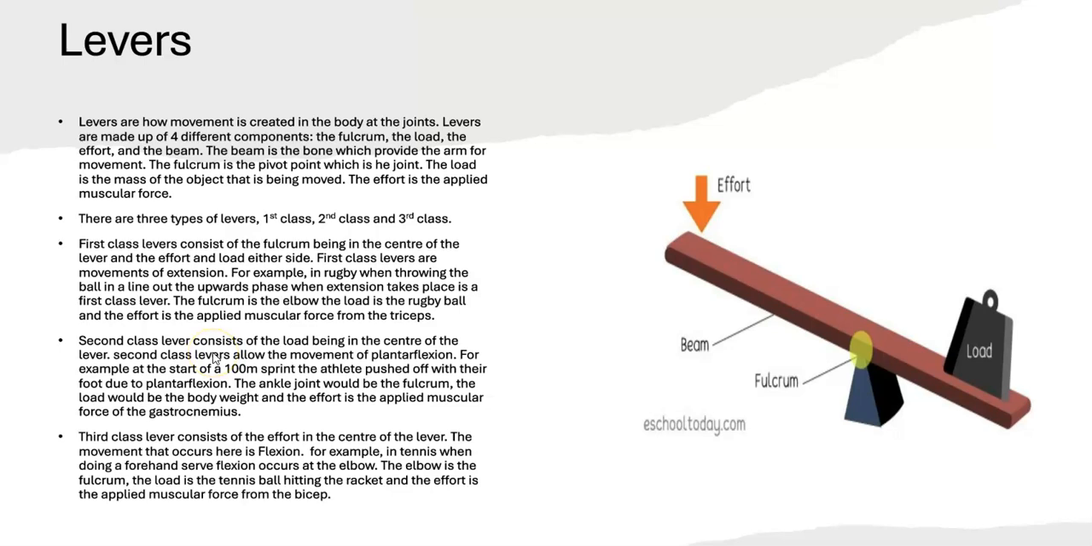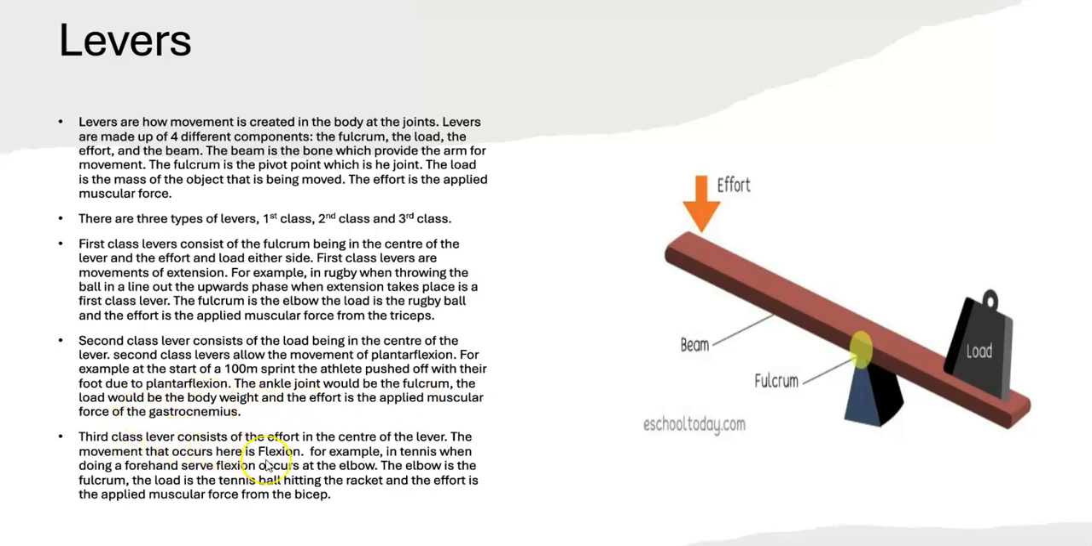Second class lever consists of the load being in the center of the lever. Second class levers allow the movement of plantar flexion. For example, at the start of a 100-meter sprint, when the athlete pushes off with their foot due to plantar flexion, the ankle joint would be the fulcrum, the load would be the body weight, and the effort would be the applied muscular force of the gastrocnemius.